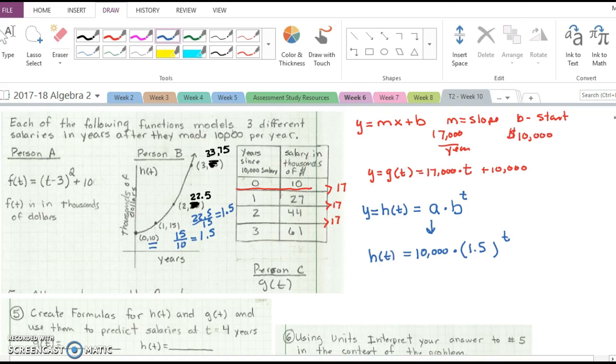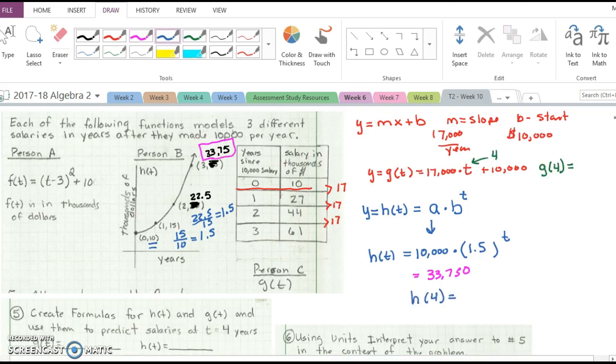To check ourselves, we should try some values. When I tried 3 years, we would have 10,000 times 1.5 raised to the third power, and we would get 33,750, which matches this y value of 33.75 in thousands, in 10,000 per year.